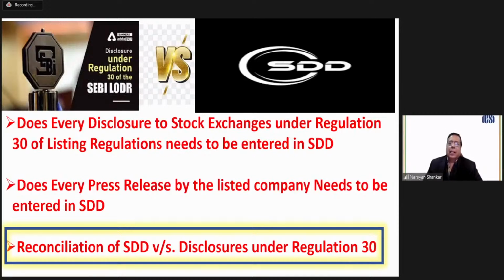And what is it? As you are aware, what is the definition of UPSI? Any information relating to the company or securities, directly or indirectly, not generally available, which upon becoming generally available is likely to materially affect the price of the security. Correct? If you see, UPSI is an inclusive definition, and it says it shall ordinarily include, but not be restricted to, information relating to financial results, dividends, change in capital structure, mergers, demergers, acquisition, change in KMP.